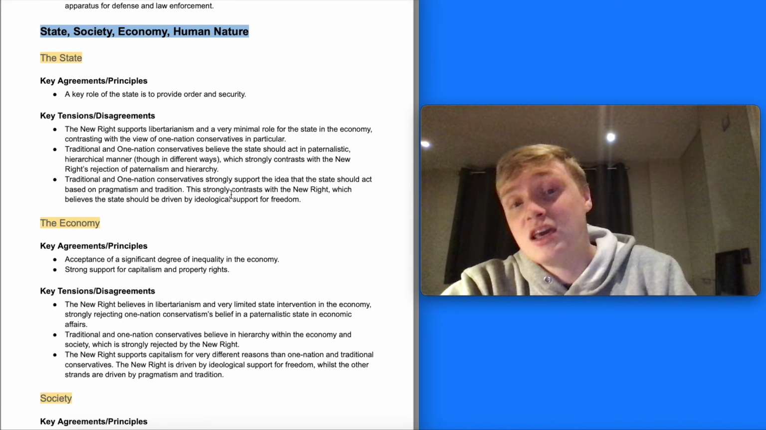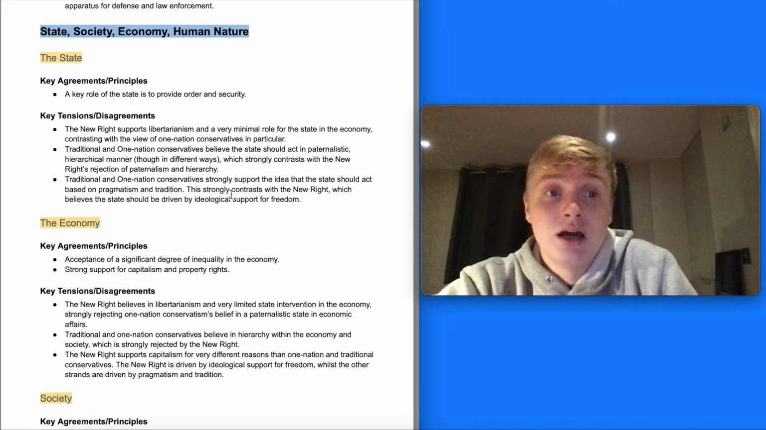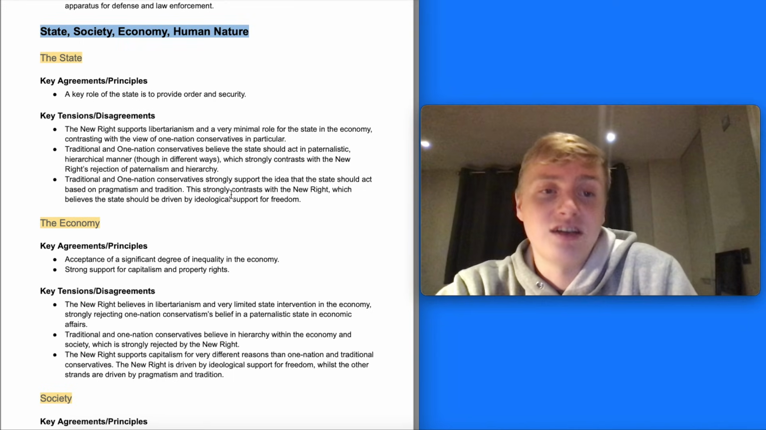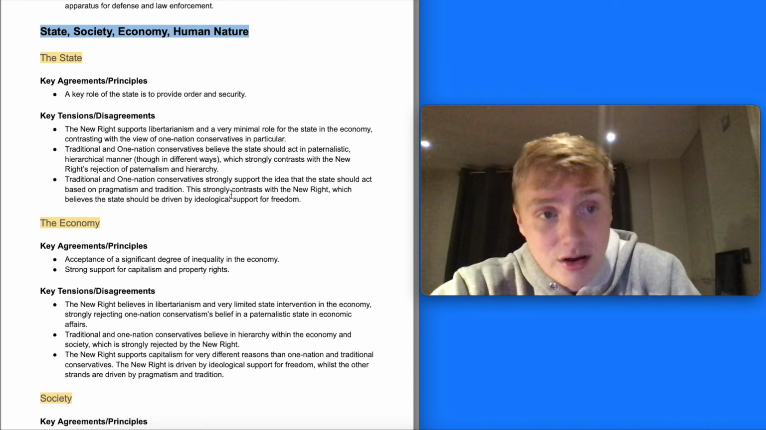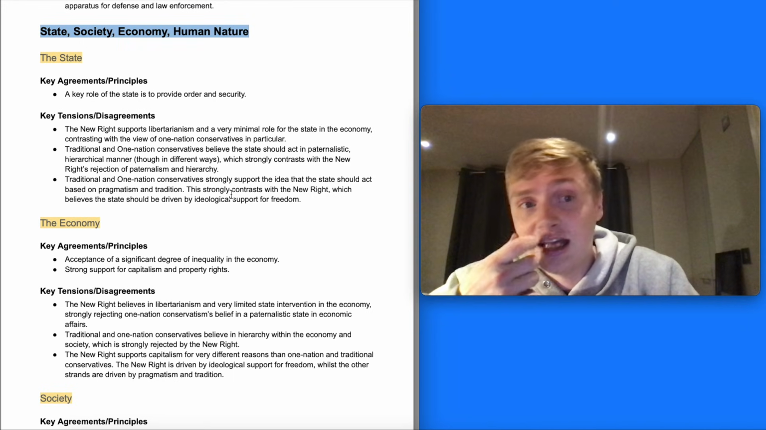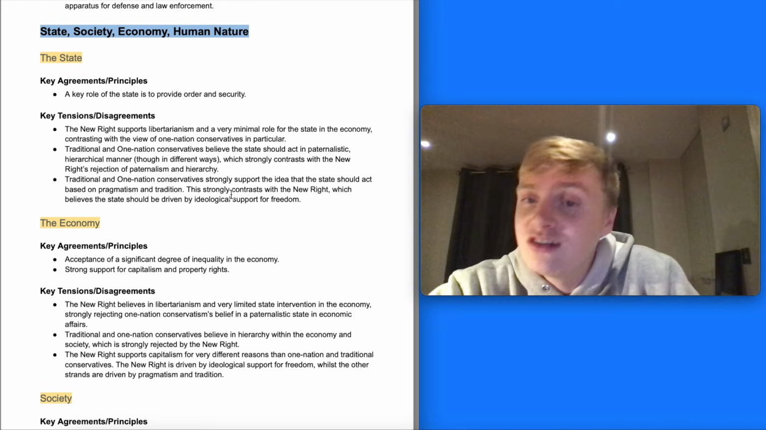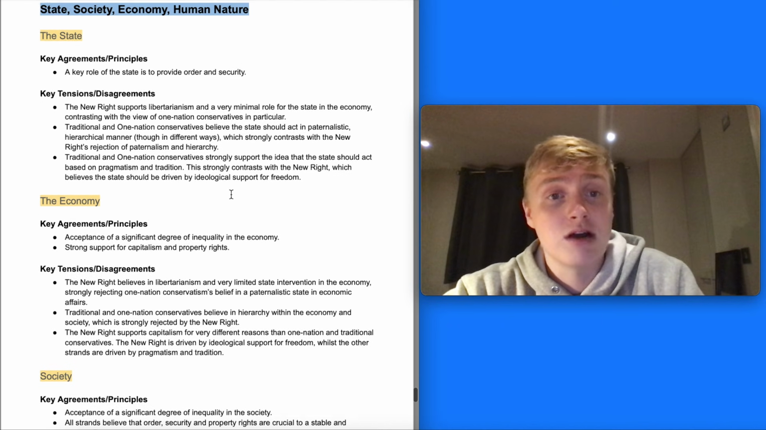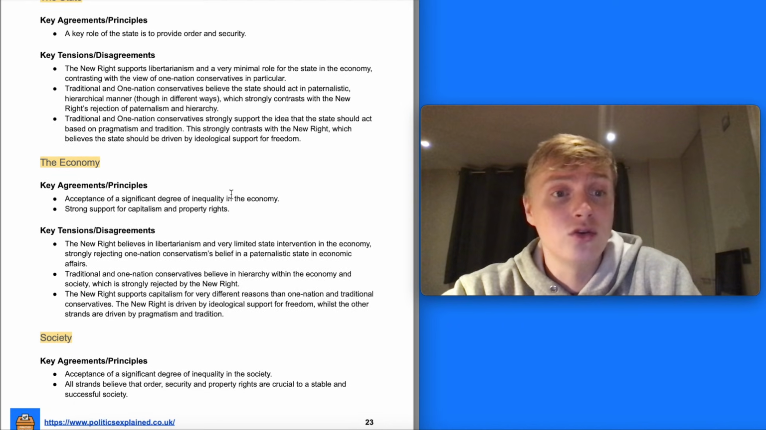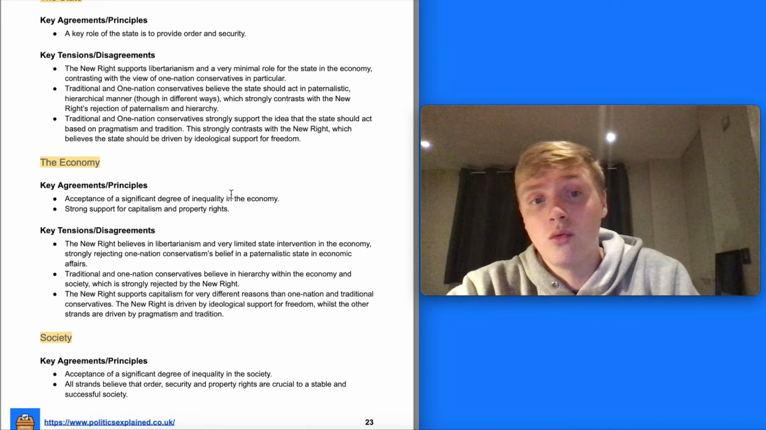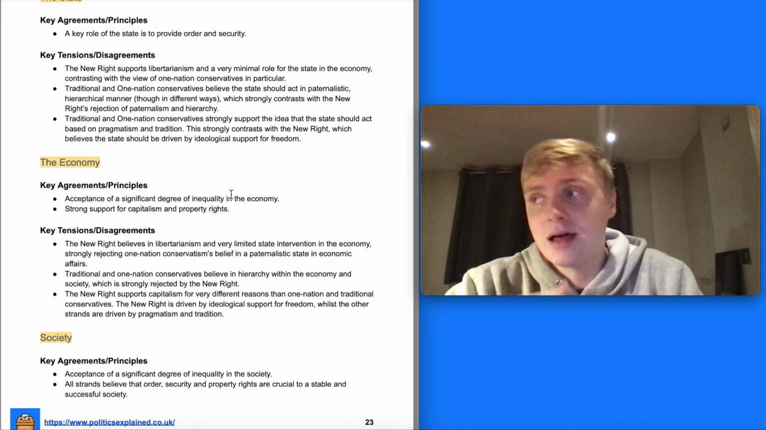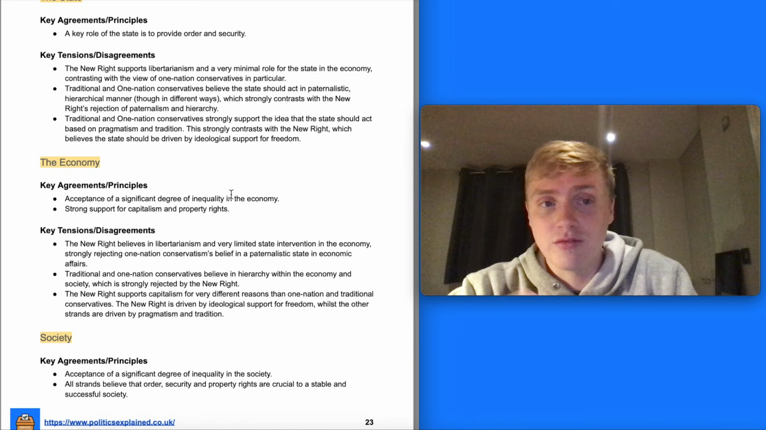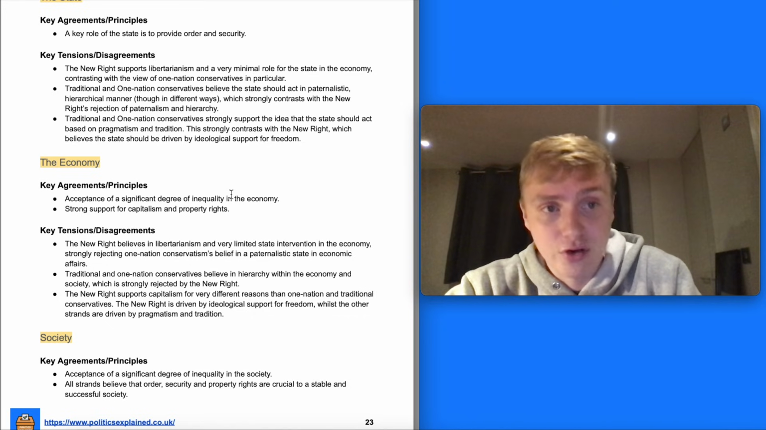So for the state, the key principle, this one we just looked at, a key agreement between all the strands, is that the state should provide order and security in society. Whereas key tensions and disagreements are the economic role of the state, so New Right support for libertarianism, especially contrasting with the one-nation conservatives' view, who recognise the importance of state intervention at points in a pragmatic way. This also links into this final one here, the idea that the traditional one-nation beliefs about how the state should act are driven by pragmatism and tradition, whereas the New Right is very much driven by ideology and support for freedom.